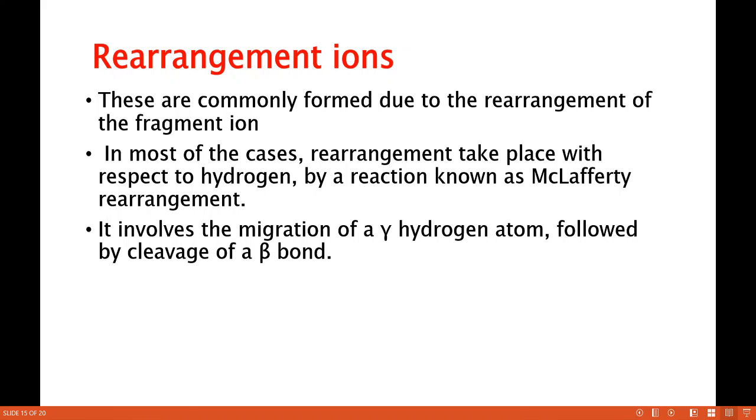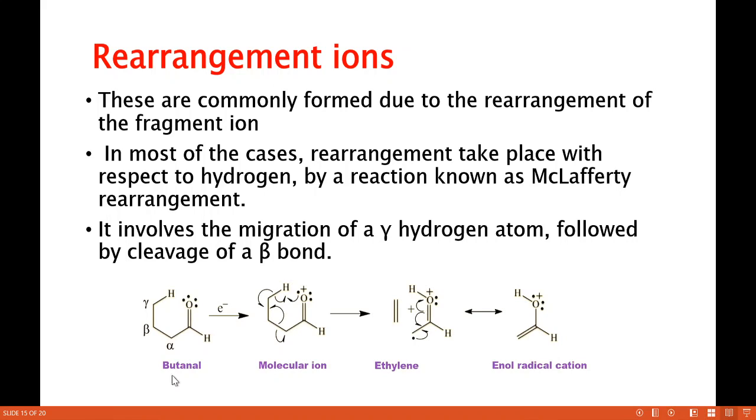What is this McLafferty rearrangement? It involves the migration of a gamma hydrogen atom followed by the cleavage of the beta bond. Here we take the example. This is butanal: 1, 2, 3 and 4. Aldehyde means it is a butanal. On that butanal we bombard electrons, so it removes one electron from this side. We get one dot and a positive charge. This is called a molecular ion.